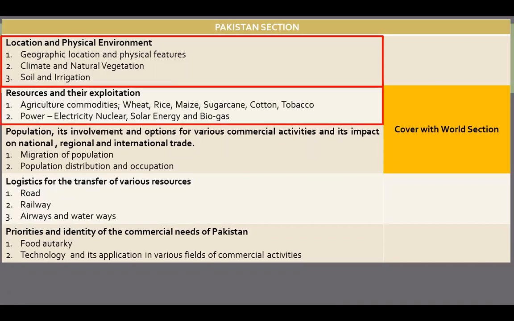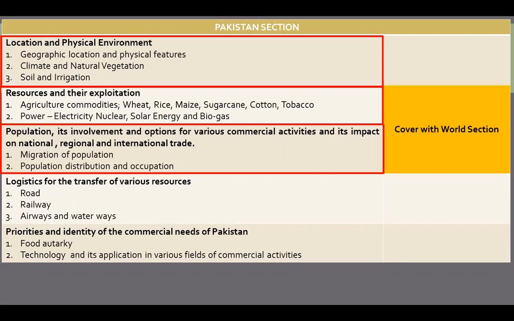Resources and their exploration, agriculture commodities. Here we once again come to agriculture activity. This topic has been covered in the previous world section as well, where we prolong that section and cover this topic. Then we have population, involvement options for various commercial activities, its impact on national, regional, and international trade, migration of population, in-migration and out-migration, and their impact on society, population distribution, and all.